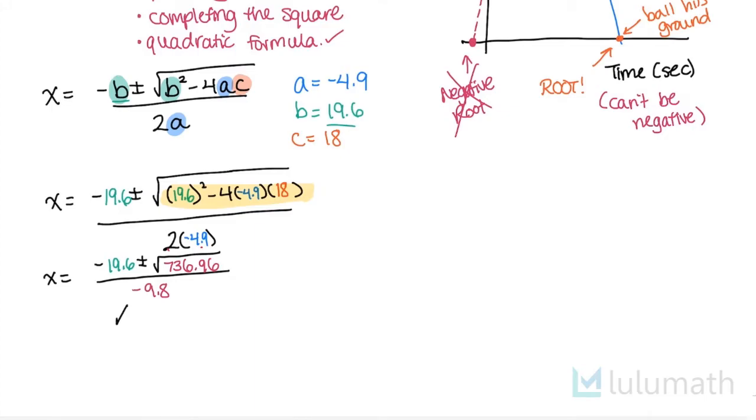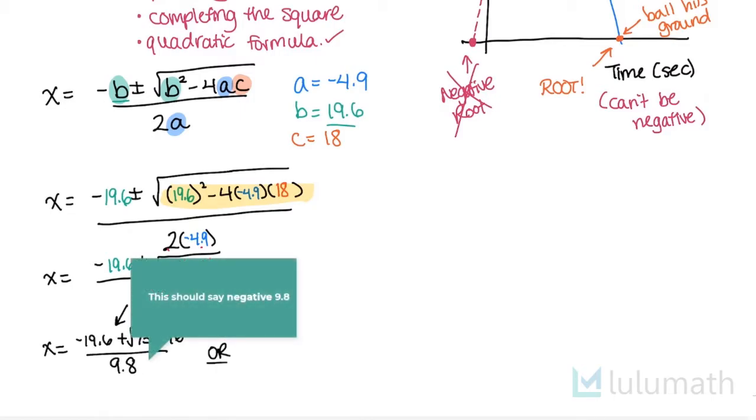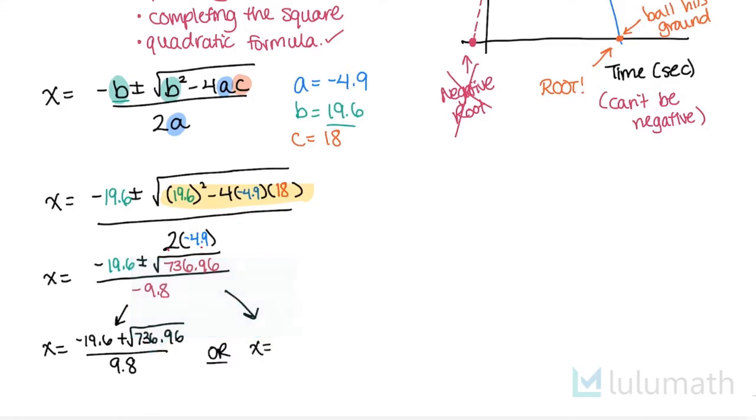Well, this tells us that x is either going to be equal to negative 19.6 plus the square root of 736.96 all over negative 9.8, or x will equal negative 19.6 minus the square root of 736.96 all over negative 9.8.